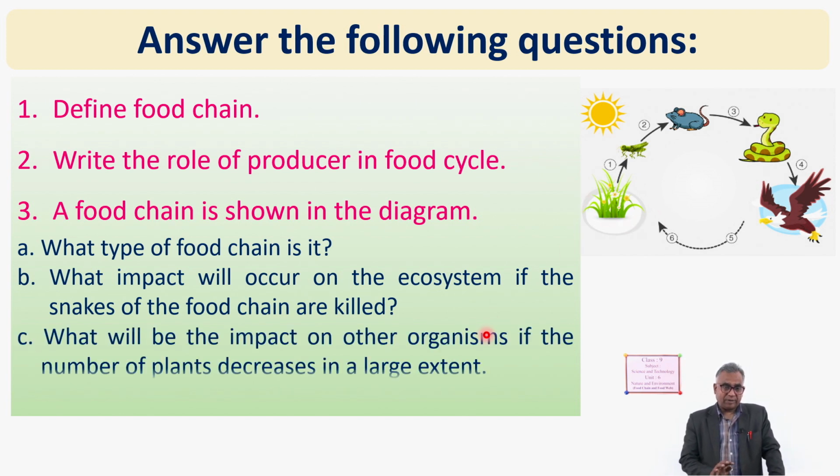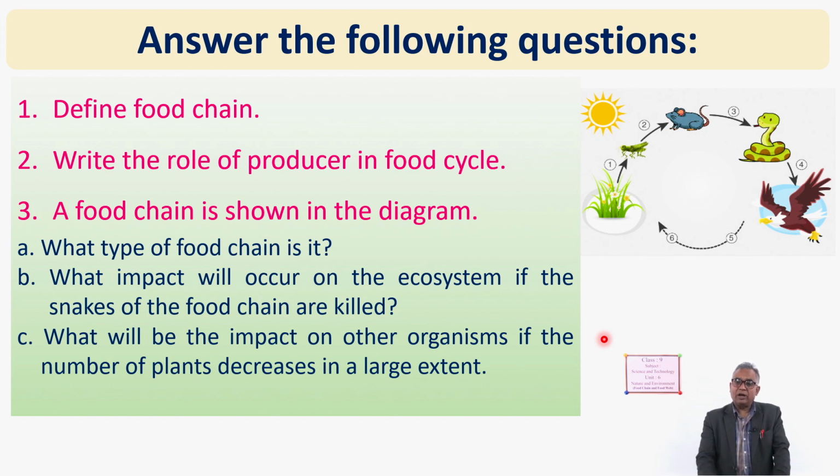Yes. Okay. Next, what will be the impact on other organisms if the number of plants decreases to a large extent? Yes, the whole ecosystem will be affected negatively, because if the main source of food is absent, then what will happen? You can guess easily. Okay. So these are easy questions.